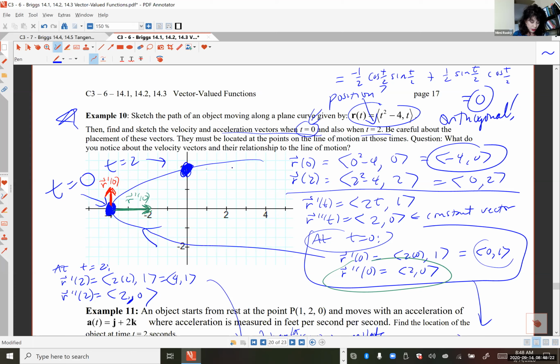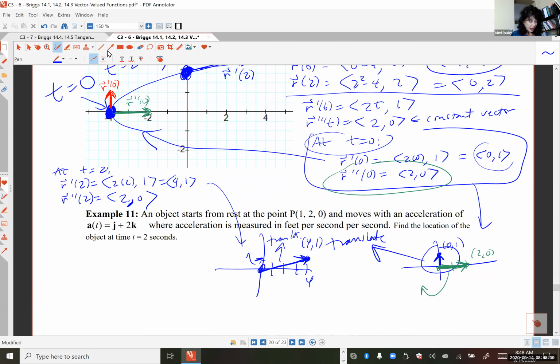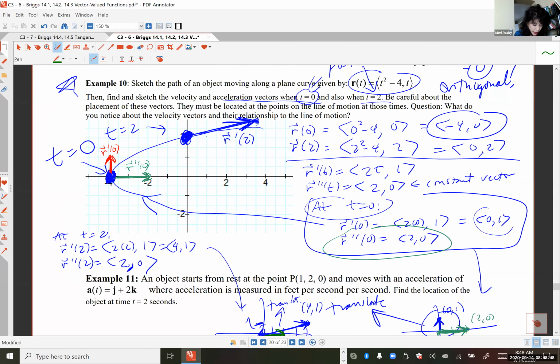So you're going to go 1, 2, 3, 4, 1. It's going to be roughly right around there. So that vector, I have to maintain its integrity. I have to keep it pointing in the same direction and have it exactly the same magnitude. So that vector right there is r prime at 2. And what about the acceleration vector? The acceleration vector, as we discussed, is always this constant vector 2, 0. So coming up here, it's still going to look like this horizontal vector. That green one there is r double prime of 2.